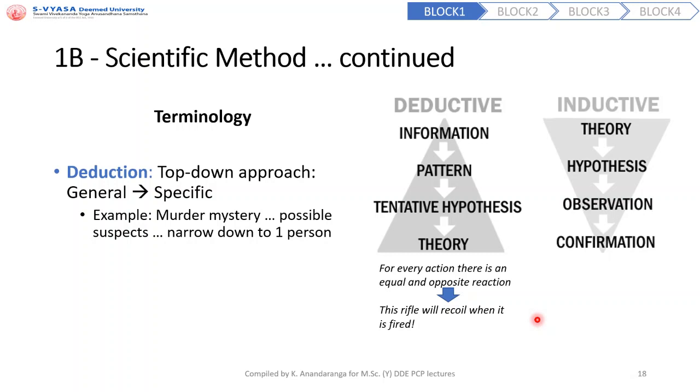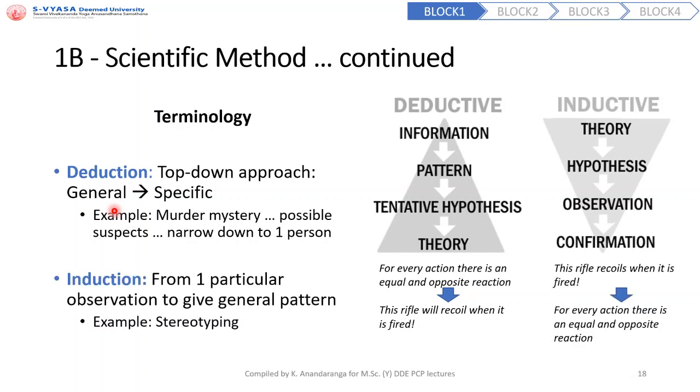What is deduction? Deduction means it's a top-down approach. As you could see the arrows moving from information to theory. Basically, you move from a general view to a specific view. You can think of this as a murder mystery novel where the detective, right, he's deducting what's going on. So as a detective, you have identified possible suspects and eventually you narrow it down to that one person who you think is sure to have committed the murder. So therefore, you move from a general list of potential suspects to one.